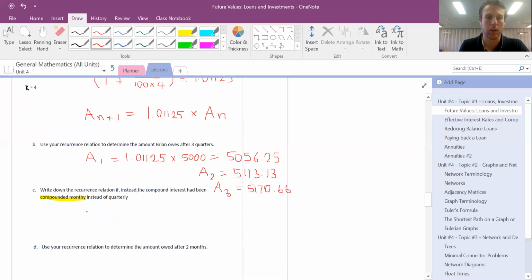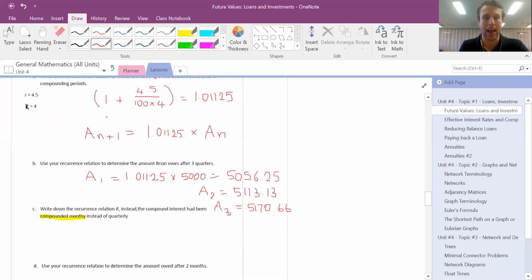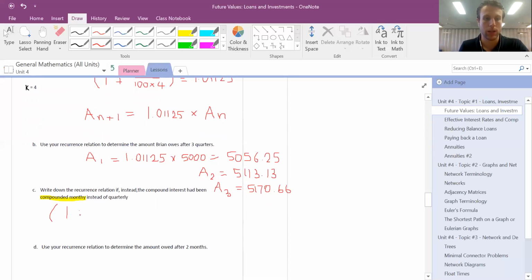So if it's going to be compounding monthly, well, we're going to have to do what we did up in A, but instead of dividing by 4 at the bottom, we're going to be dividing by 12 instead. So we would have 1 plus 4.5, because it's the same interest rate since we have not been told otherwise, over 100, and 12 months of the year instead. Again, this is going to look like it's not going to hurt too much because it's going to look like a very small rate, but it's happening so much more often. So it's going to be a bit of a painful rate for Brian.